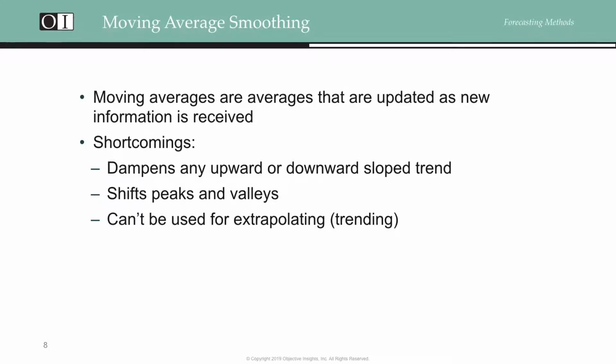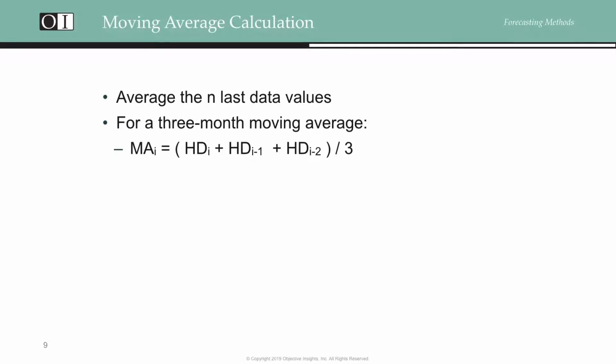And so here mathematically is how moving averages are calculated. Essentially what we're doing is we create an average for the last n data values. For example, a 3-month moving average, so the moving average in period I would be the historical data in period I, plus the historical data in period I minus 1, the previous one, plus the historical data in I minus 2, the previous period. And then you just take the whole thing and divide by 3.